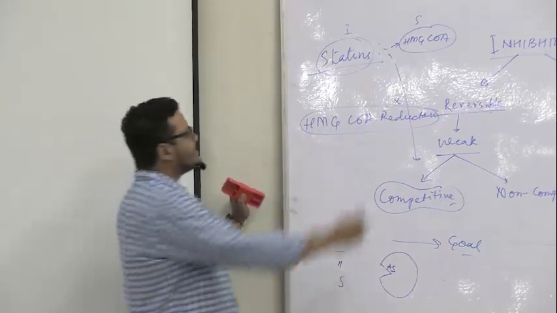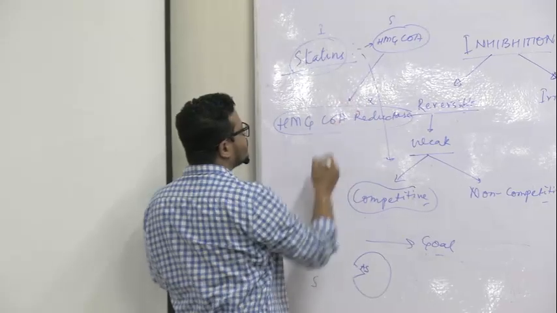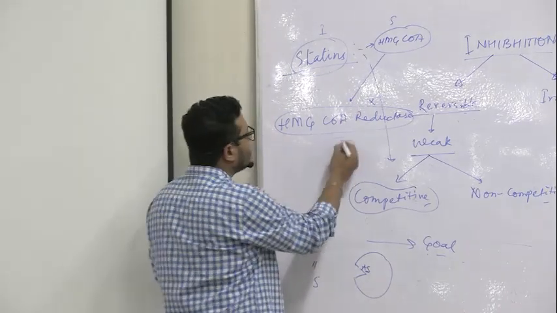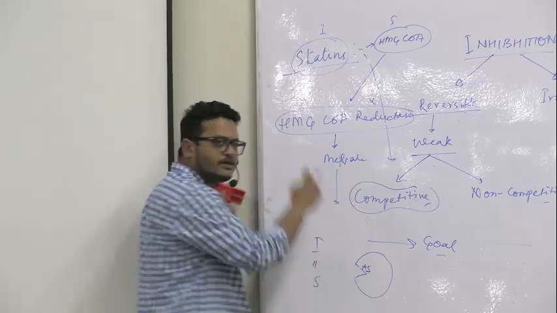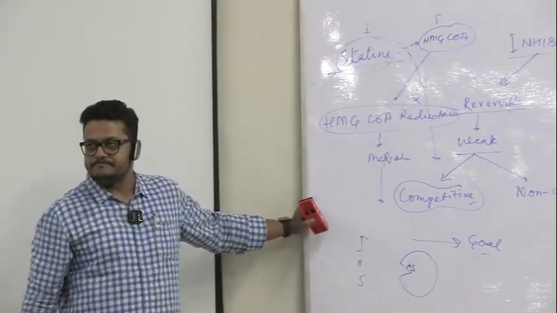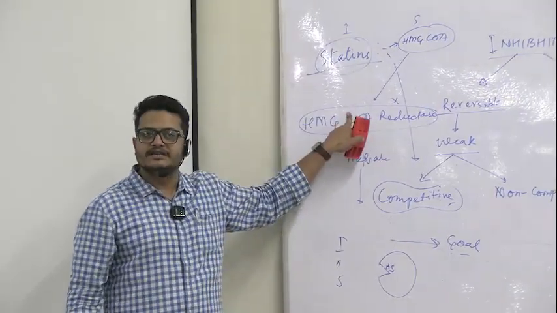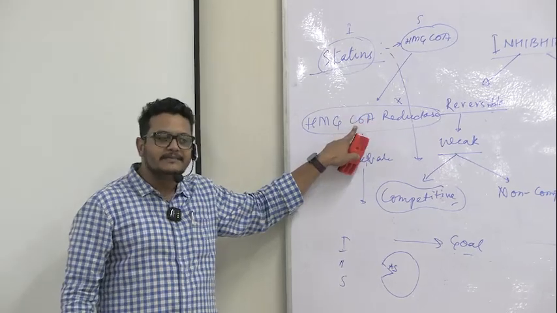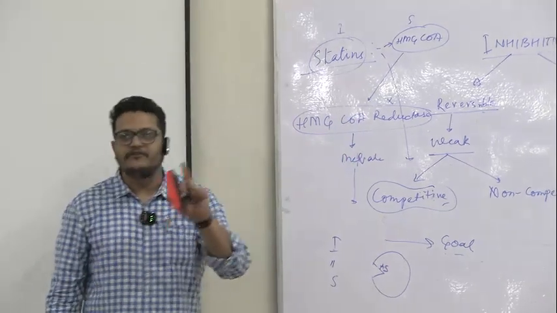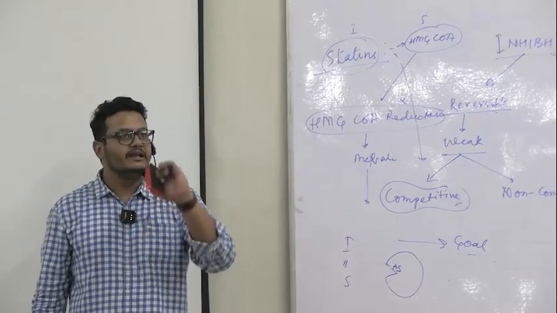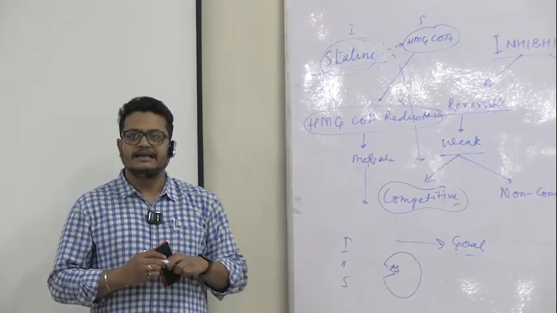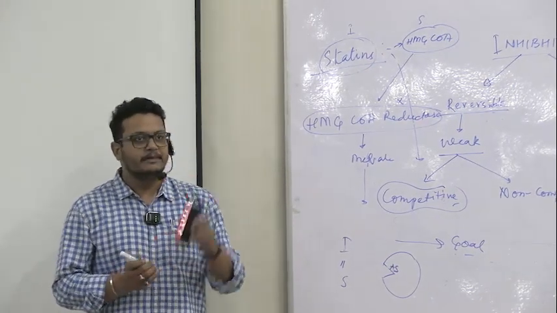Okay? If HMG-CoA gets attached to the active site of HMG-CoA reductase, it forms mevalonate. That goes for cholesterol biosynthesis. There is an entire process. But if statin binds to the enzyme, it inhibits this enzyme. As a result, no cholesterol is formed. That's why it is called a cholesterol lowering drug. Is that clear? Remember this, okay?